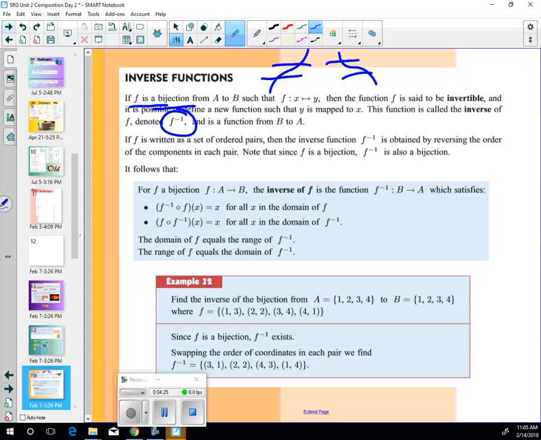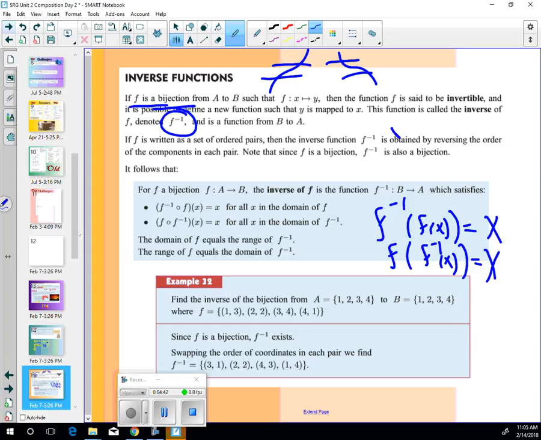And so we can say two things. We can say f inverse of f of x is equal to what? x. And what is f of f inverse of x? What will that be?